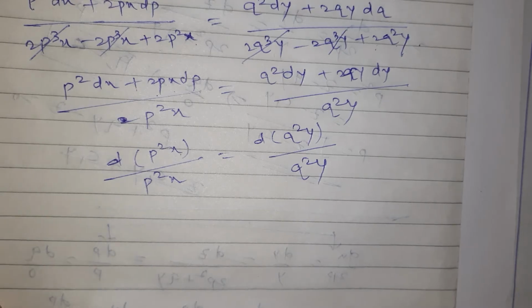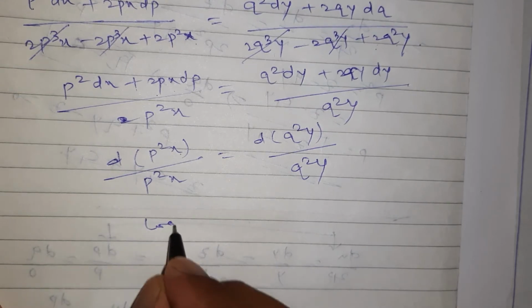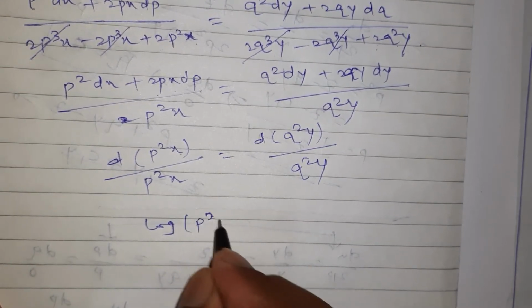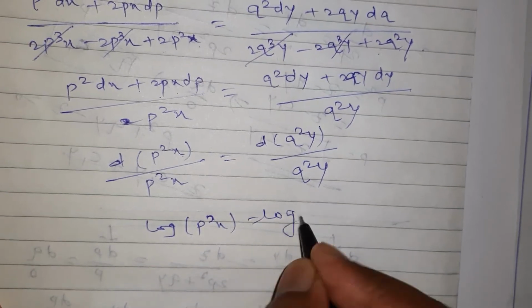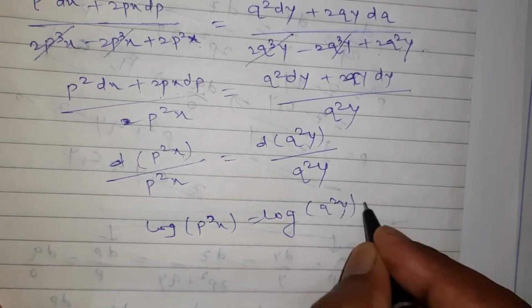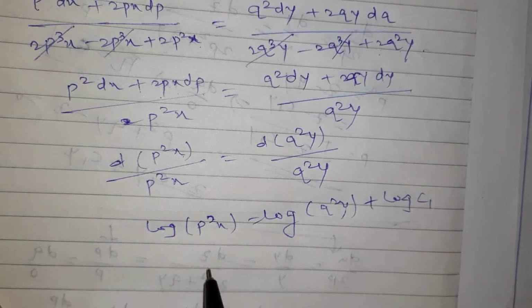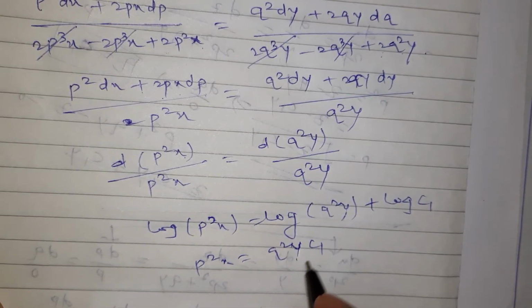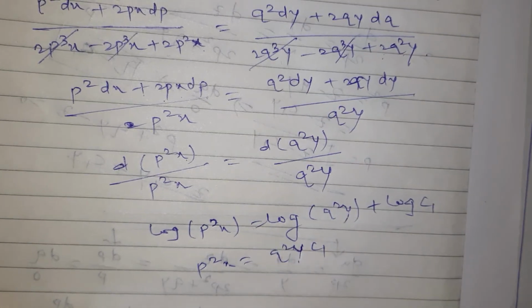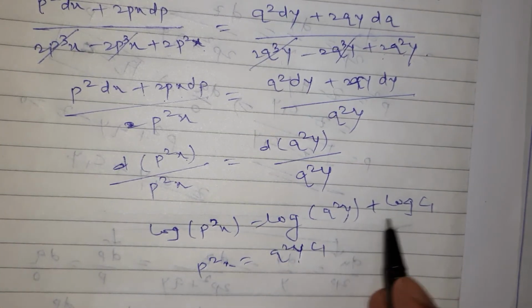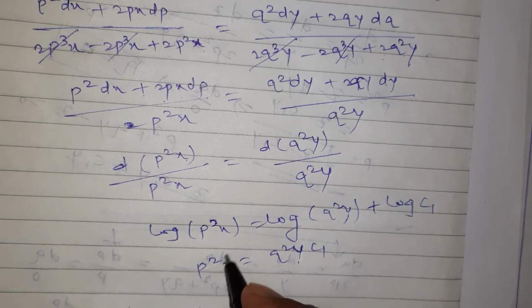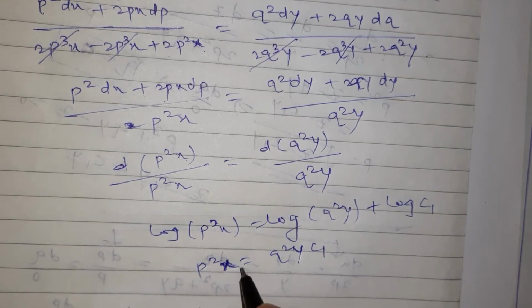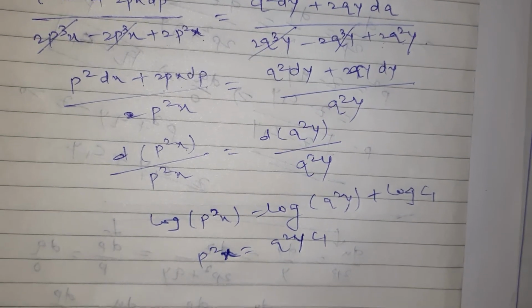Integrating, I get log of p²x is equal to log of q²y plus log c1. Or you may write p²x is equal to q²y c1. Understood it? Throughout, log I cancel. Here I use log a plus log b is log of ab. Clearly? So we get one equation here, and using that equation we have to find the other values now.